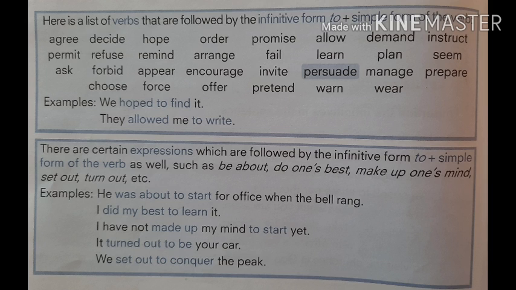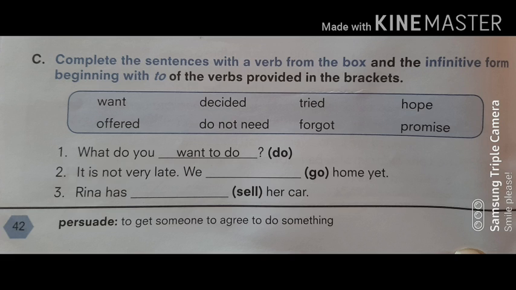It turned out to be your car. We set out to conquer the peak. So these are just examples. So you have to write it, read it, and understand how to form is used in these sentences. In the exercise C, complete the sentences with a verb from the box. So in the blue box, a few verbs are given and the infinitive form beginning with to. So this infinitive form is given in the brackets after the sentence.